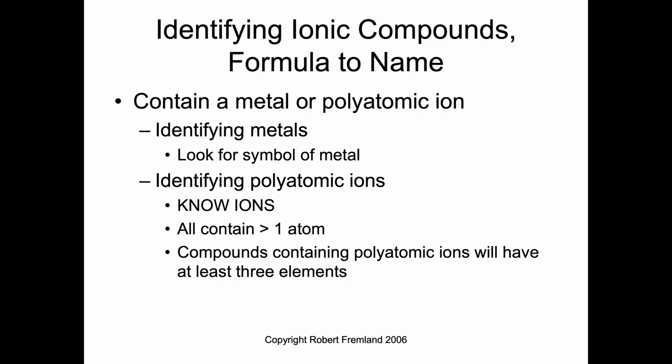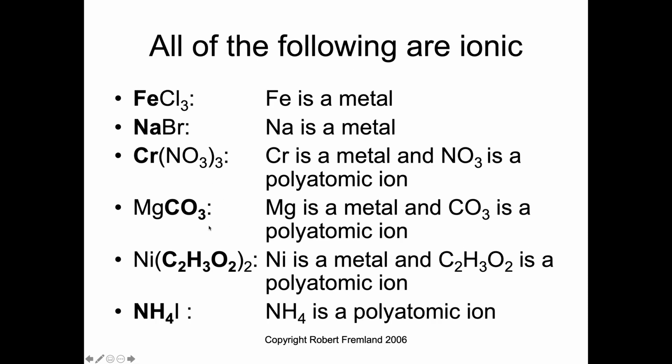So how do you know that? Well, first of all, the best way is recognition. You memorize those ions. Until you get to that point, realize that all the polyatomic ions, poly is a prefix meaning many, have more than one atom. That means any compound is going to have at least 3 elements. Just be careful because if it begins with H, it's an acid. So again, all of these are ionic, and what's in bold will tell you how you know.